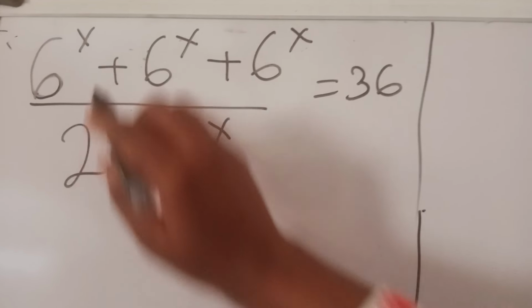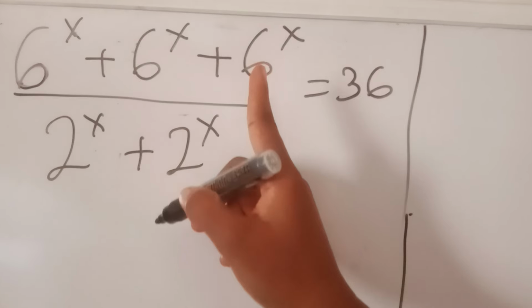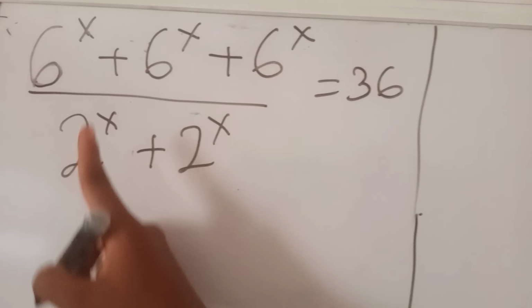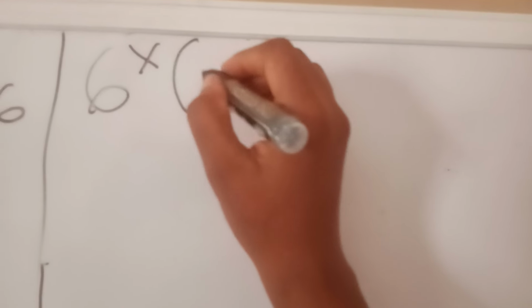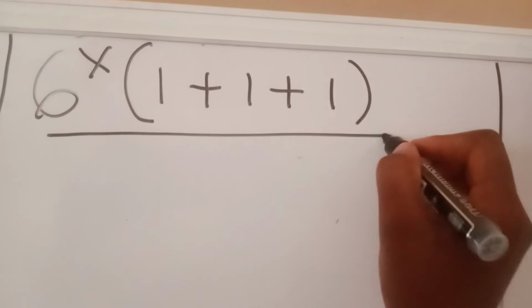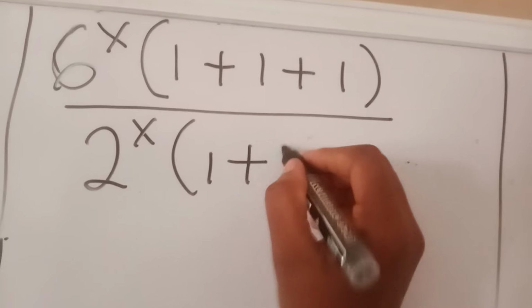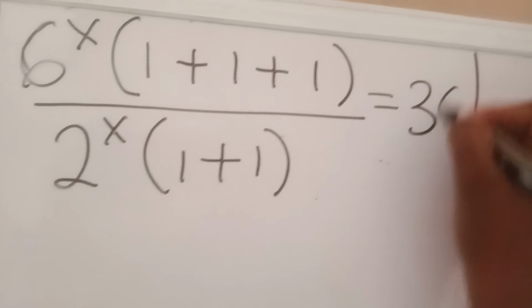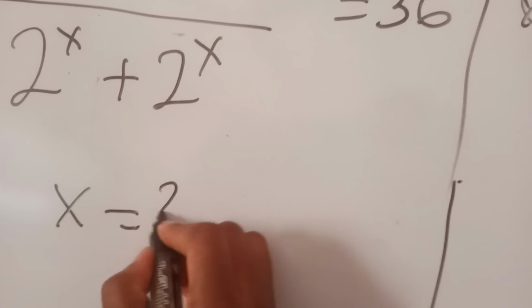So we have 6 to the power of x plus 6 to the power of x plus 6 to the power of x all over 2 to the power of x plus 2 to the power of x equals 36. Now let's solve it. First, we're going to factorize. We're asked to look for the value for x.